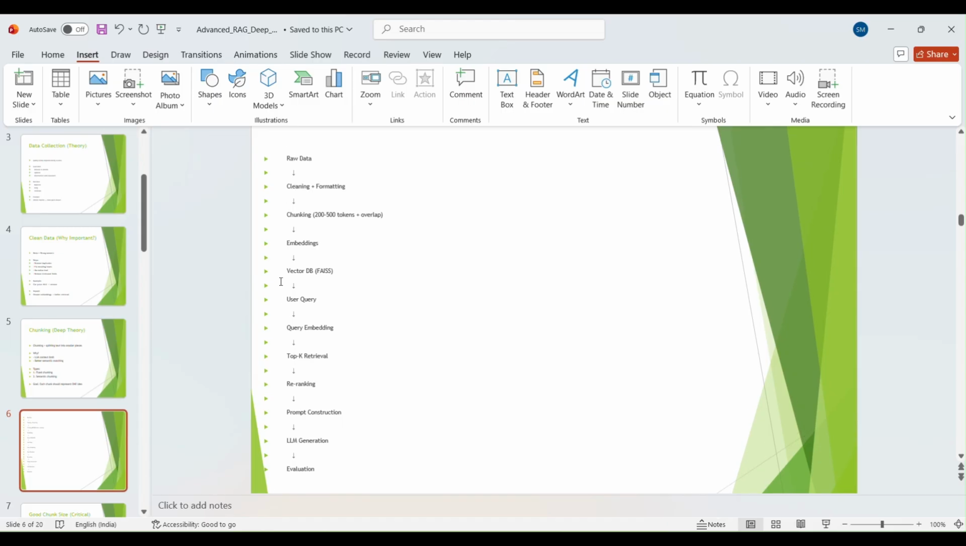Here is the raw data we have collected till now. Then we do the pre-processing part, cleaning and formatting the data. Then we do chunking, first with tokens. What are tokens? Each and every word is a token, each space is a token, and whatever punctuation we use is a token. Plus, overlap is also a technique in chunking, which I will explain in future while we do the practical work.